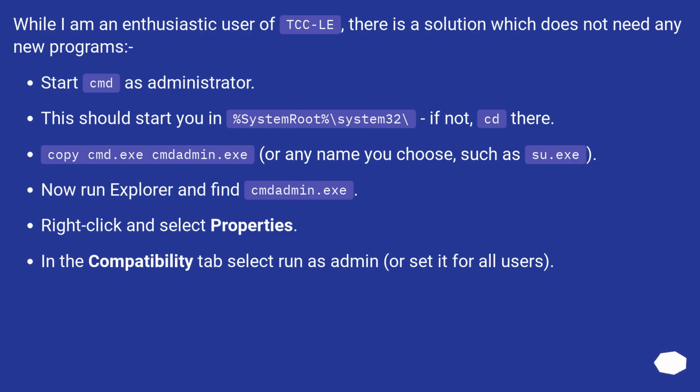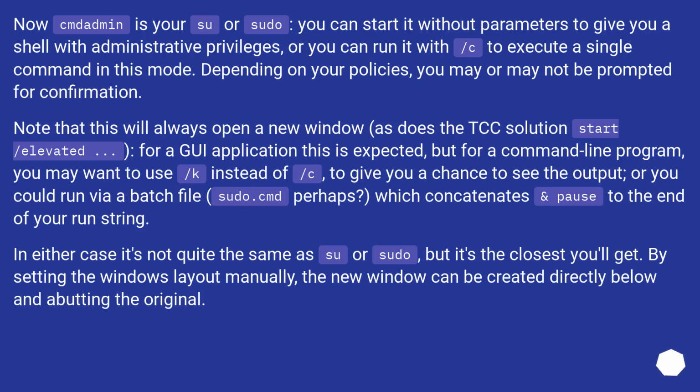While I am an enthusiastic user of TCC/LE, there is a solution which does not need any new programs. Start CMD as administrator. This should start you in %systemroot%/system32/. If not, cd there. Copy cmd.exe to commandline.exe, or any name you choose, such as su.exe. Now run Explorer and find commandline.exe. Right-click and select Properties. In the Compatibility tab, select Run as Admin, or set it for all users. Now commandline is your su or sudo.